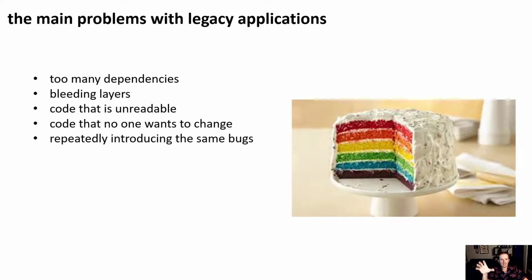Well, the main problem with legacy applications is that we have too many dependencies and there are not enough distinct decoupled layers in our applications and our systems. We call that bleeding layers, meaning the layers are bleeding into each other. This results in code that is unreadable, code that no one wants to change, where we repeatedly introduce the same bugs over and over again. Do you ever get that? You deploy something and your users say, you always break that. Like every time you deploy, you always break the same things, right? This is because of this big monolithic legacy system.